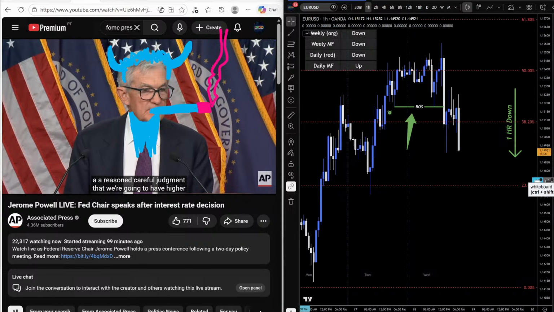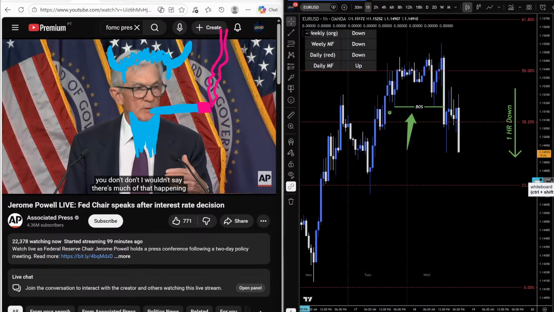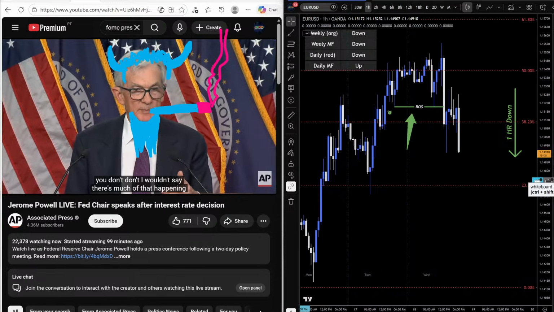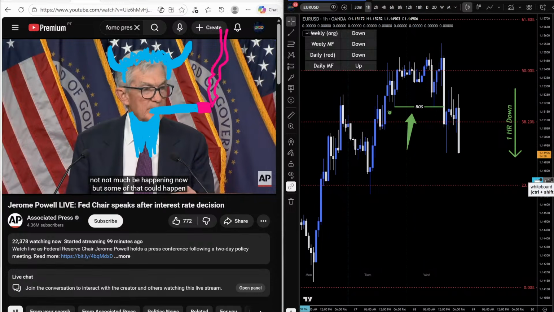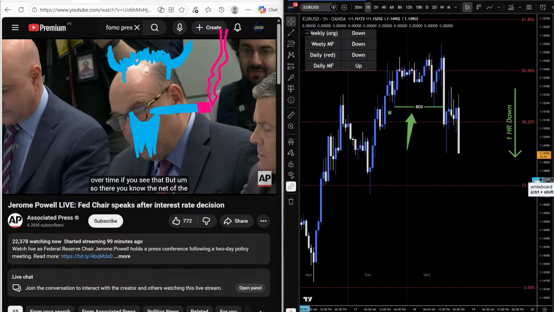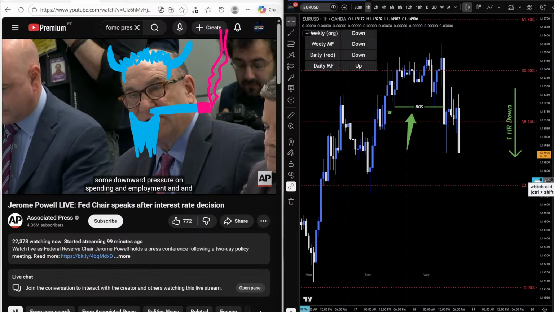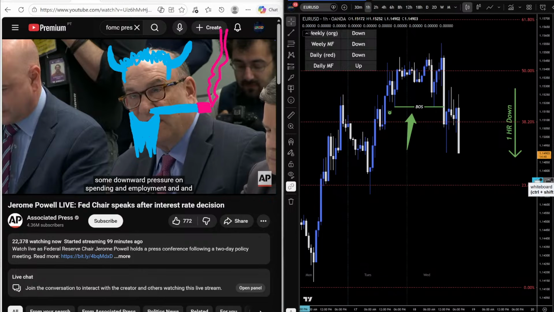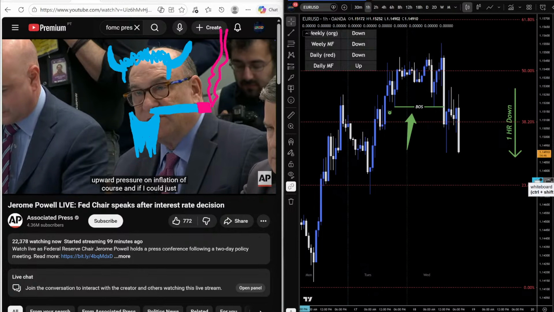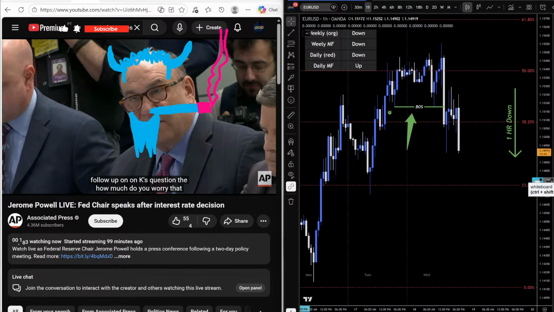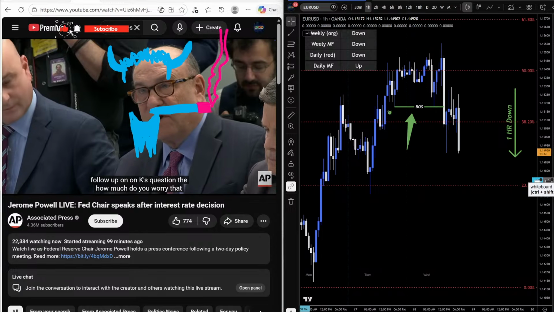But the net of the oil shock will still be some downward pressure on spending and employment and upward pressure on inflation, of course. And if I could just follow up on Colby's question, how much do you worry that having looked through tariff inflation and inflation running above target, and looking through the oil price shock, would undermine the credibility of your commitment to the 2% target?